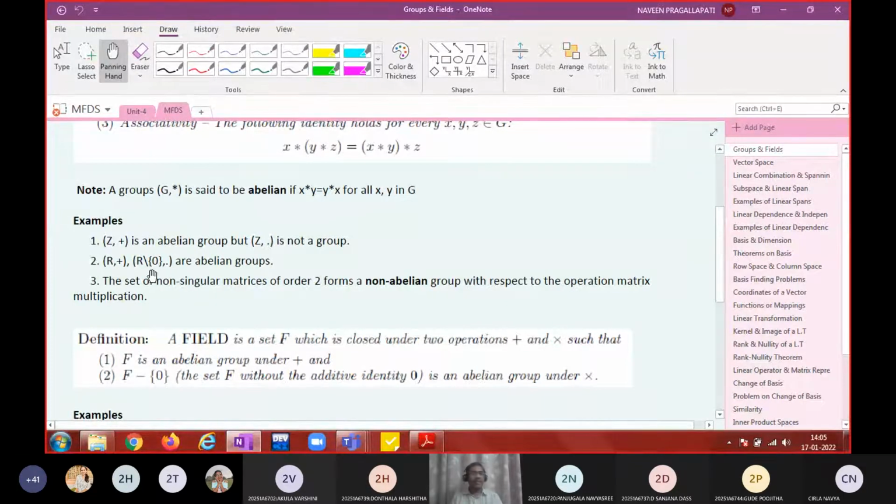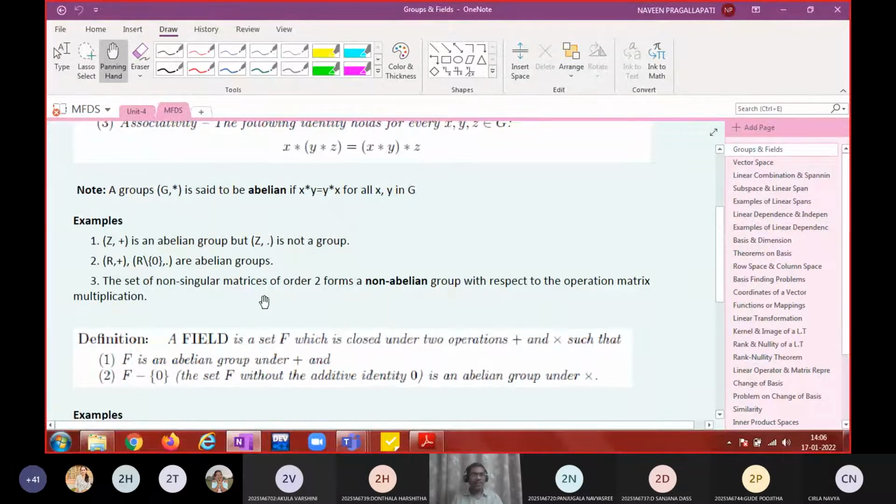In fact, it forms an abelian group with respect to the multiplication of real numbers, because 2 into 3 equal to 3 into 2. So multiplication is commutative, and every non-zero element has a multiplicative inverse. So the set of non-zero real numbers will form an abelian group with respect to multiplication of numbers.